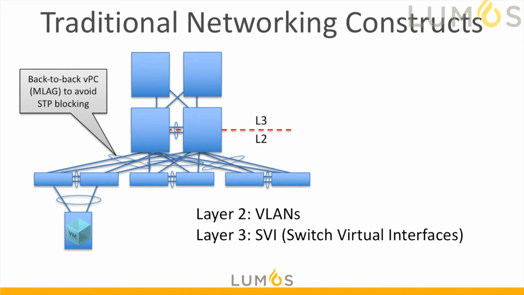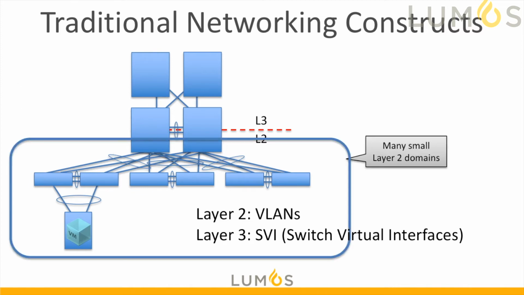Inside of that access layer, we're going to be doing some kind of STP mitigation, so either back-to-back vPCs maybe, or some kind of multi-chassis link aggregation to avoid STP blocking topologies. Down at the access layer itself, we've got many small isolated layer 2 domains. These would be our VLANs in our traditional network. Generally, they're going to be /23, /24. If you're feeling really brave, you might do something like a /22, but that's probably as big as they're going to get at that access layer in our traditional networks.